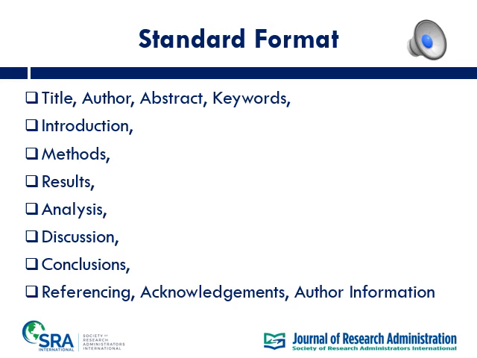The standard structure of a paper is title, including author affiliations, abstract, keywords, introduction, methods, results, analysis, discussion, conclusions, referencing, acknowledgements, and for the JRA, a mini bio about yourself. This is straightforward to apply in the case of a research study. However, it applies to other categories of paper as well, with slight adjustments.